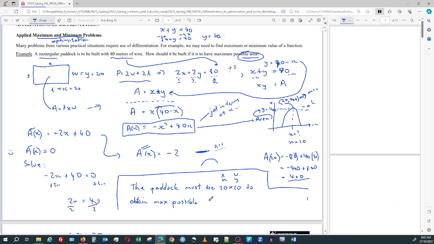Paddock must be 20 by 20 to obtain maximum possible area, which happens to be 400 meters squared. Okay, so that's not the answer. This is the answer. Square. Wow, who knew? All right, so just be a little mindful of that.